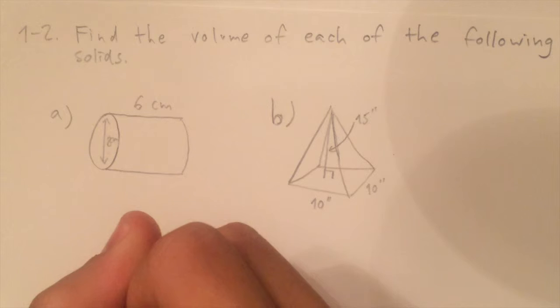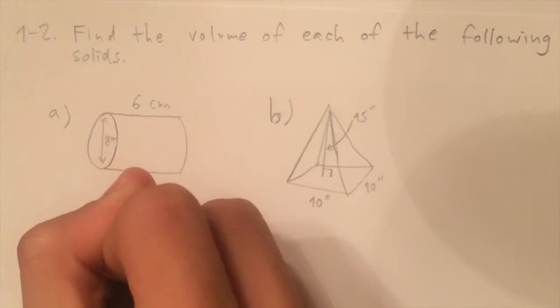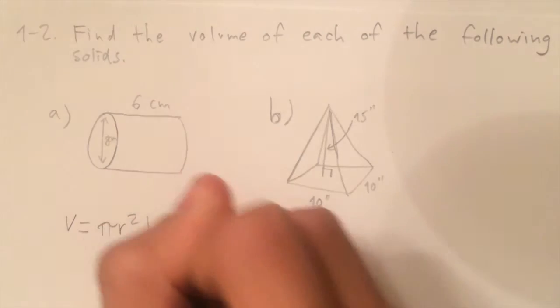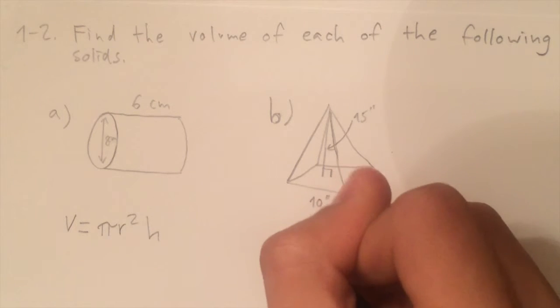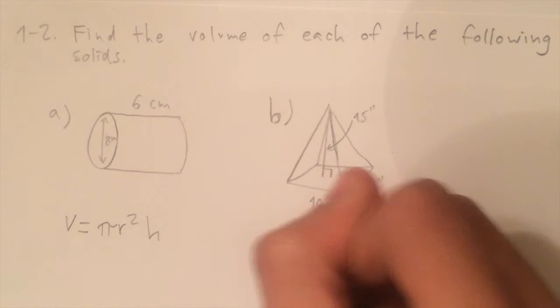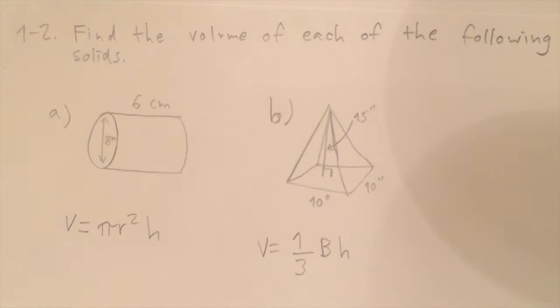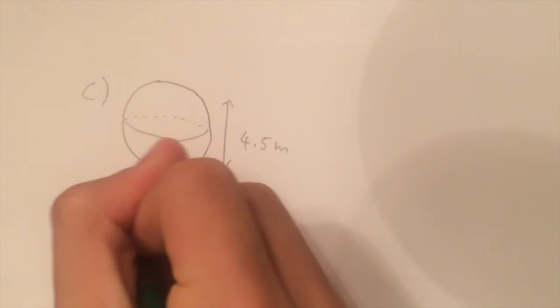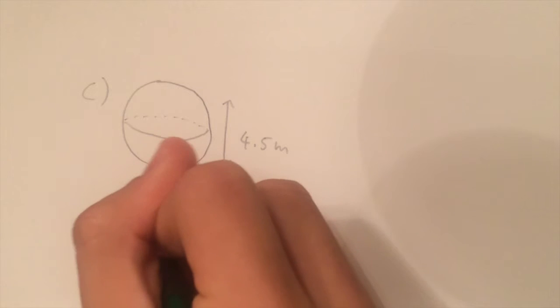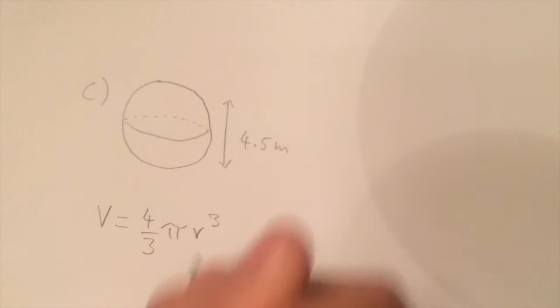So for the cylinder, the volume is pi r squared times the height, h. And for this pyramid, the volume is 1/3 base times height, the area of the base times the height. And for this sphere, the volume is 4/3 pi r cubed.